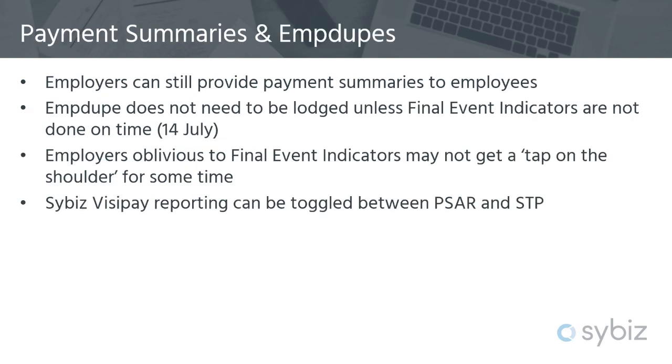And onto the old payment summaries and MDUP reporting. You can still, as I mentioned earlier, give payment summaries to your employees. Hopefully there's less demand for that now that we're in our 3rd year of STP reporting. The MDUP does not need to be lodged unless you haven't done your final indicator reporting by the 14th of July. And we're not quite sure how long it's taking the ATO these days to tap employers on the shoulders to let them know that they haven't received the final event indicators.